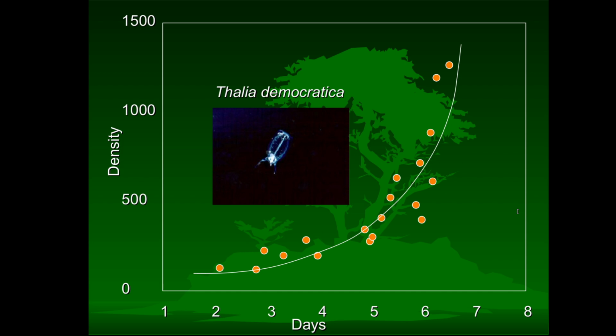And the phytoplankton bloom is followed by an exponential explosion of zooplankton that feed on the phytoplankton because their resource and carrying capacity suddenly increased as a result of the phytoplankton bloom. And a well-documented example is the tunicate Thalia democratica. When phytoplankton populations explode, so does the population of the tunicate.